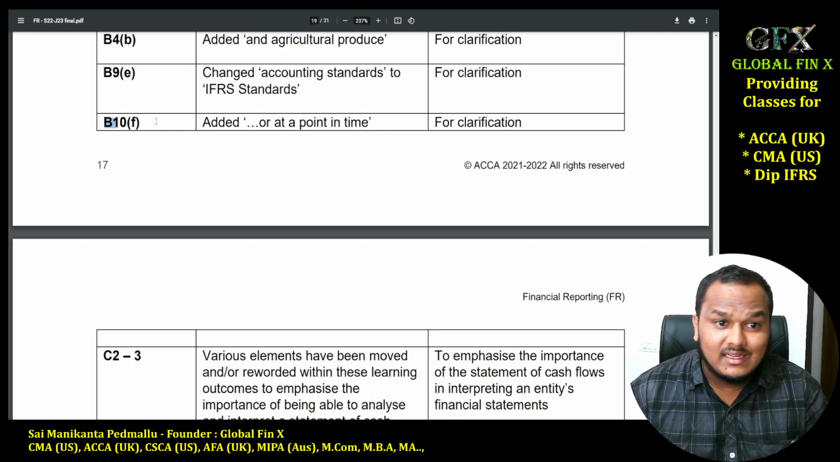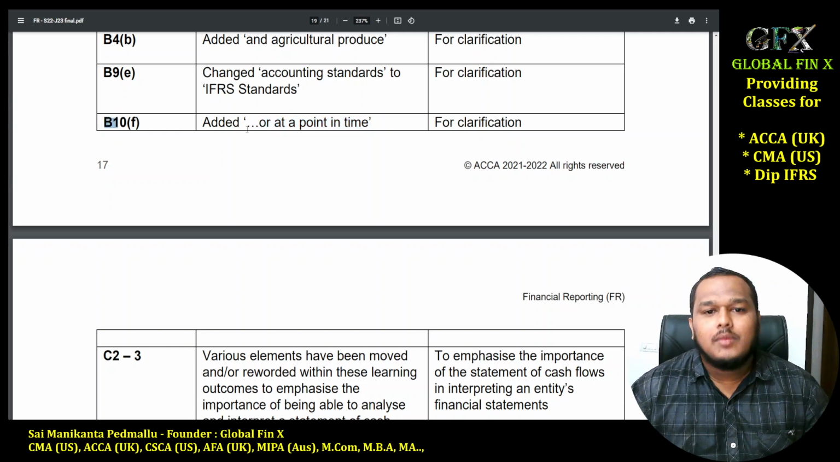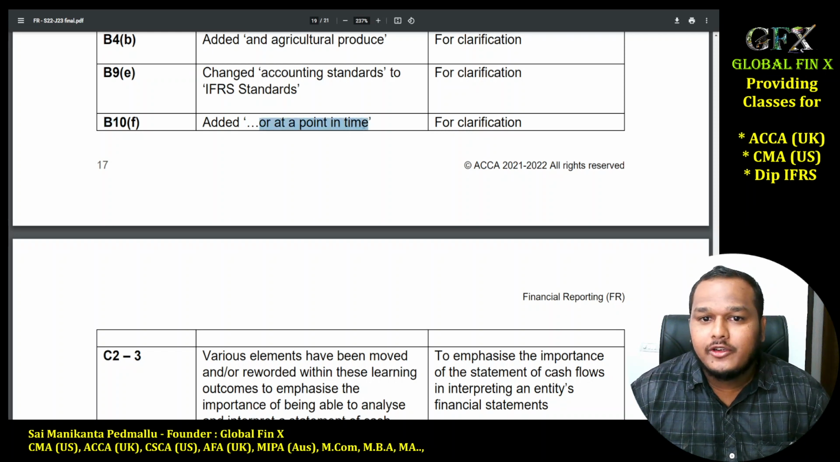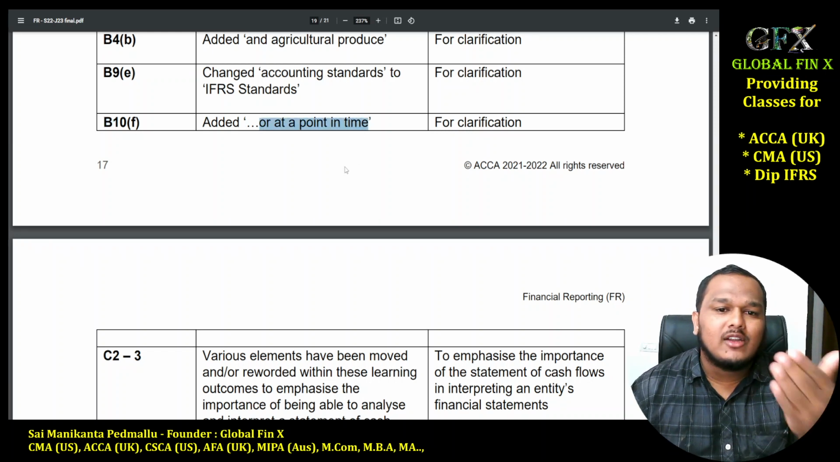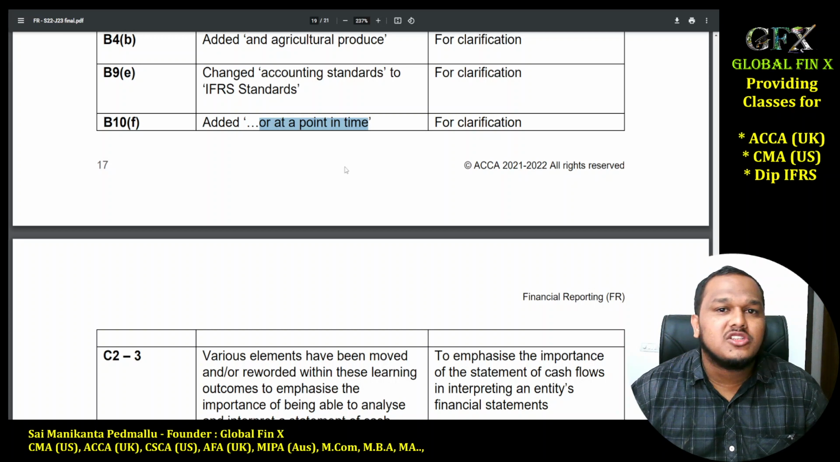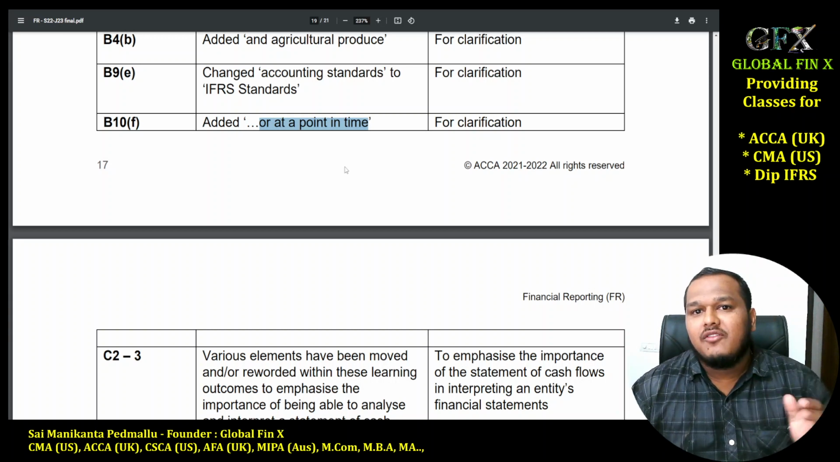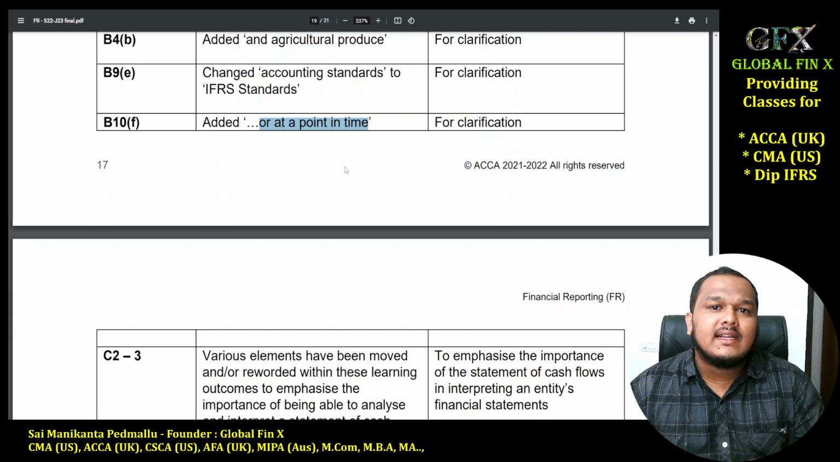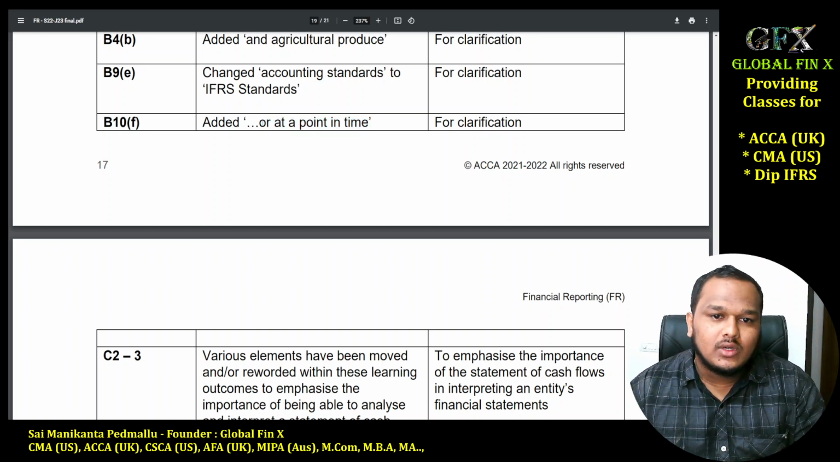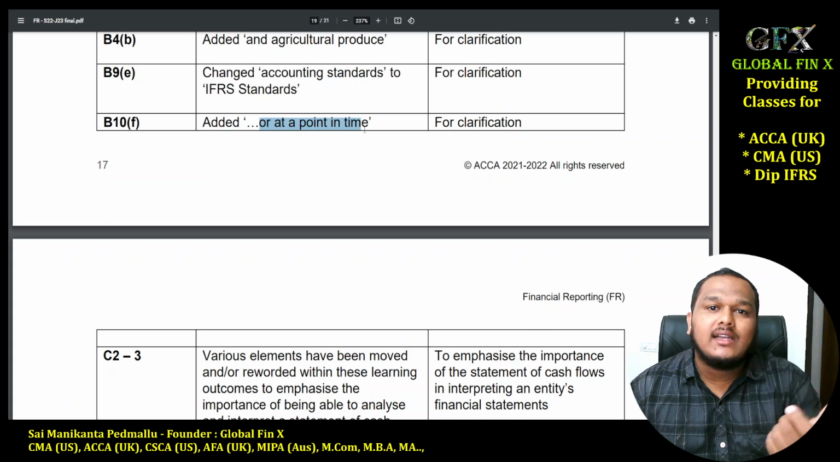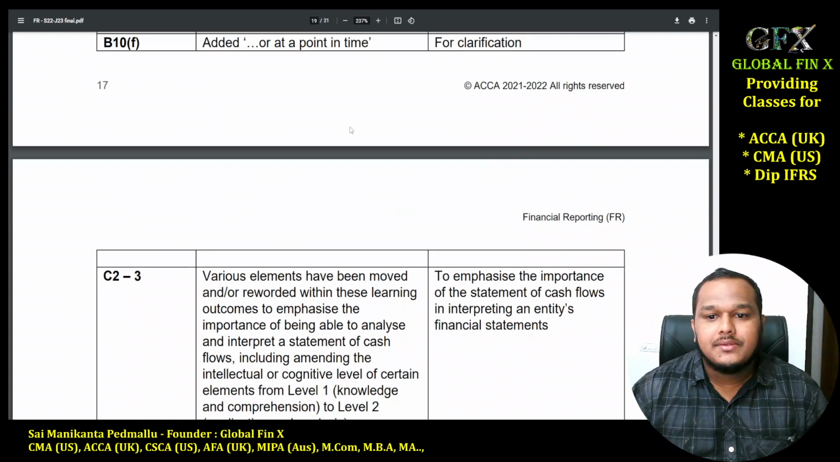I don't know what exactly is BTNF and I don't want to go back. But looking at this, "or at a point of time", I would consider that they are talking about IFRS 15, revenue recognition from contracts with customers, where you have two methods wherein revenue is recognized either over a period of time or at a point of time. So that is what is added here. At a point of time is added in the syllabus content guidelines.